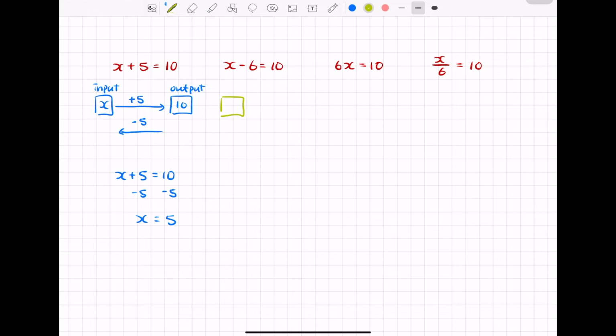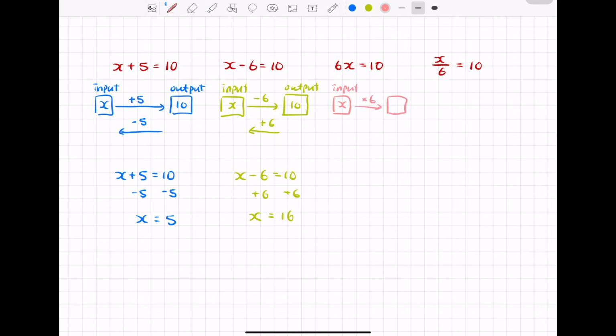Similarly, for the second one, the input is X. We then subtract 6 and the output is 10. To go backwards, we will have to add 6. For this one, we know X and 6 are multiplied together and the output is again 10. Therefore, to go backwards, we have to divide by 6. For the last one, we can see that the input again is X and it has been divided by 6 and the output is 10. Therefore, to go backwards, we have to multiply by 6.